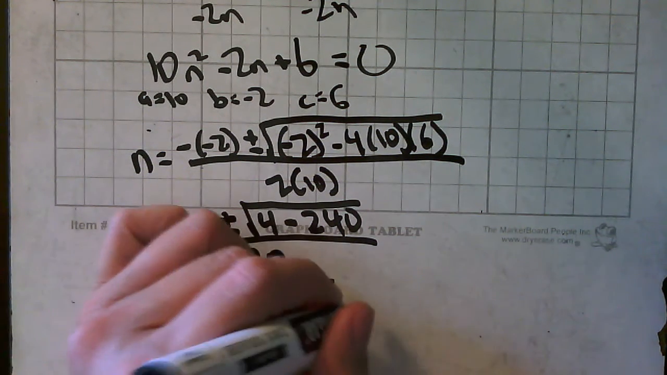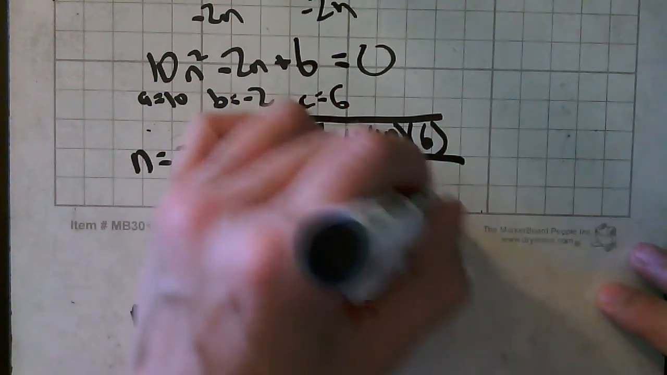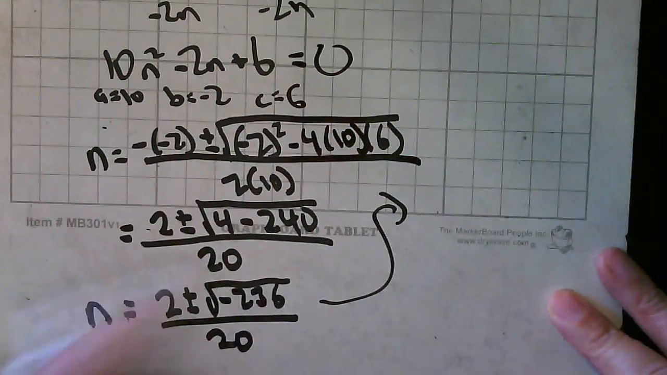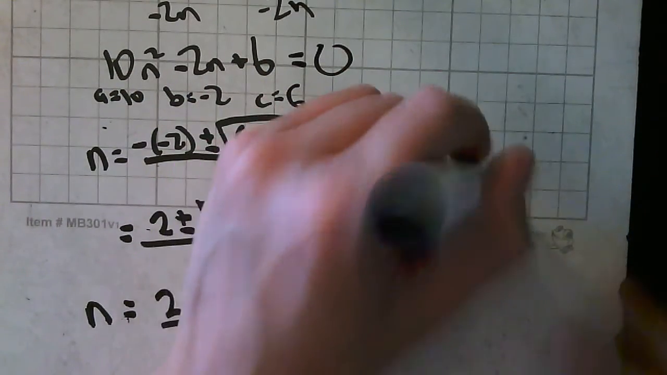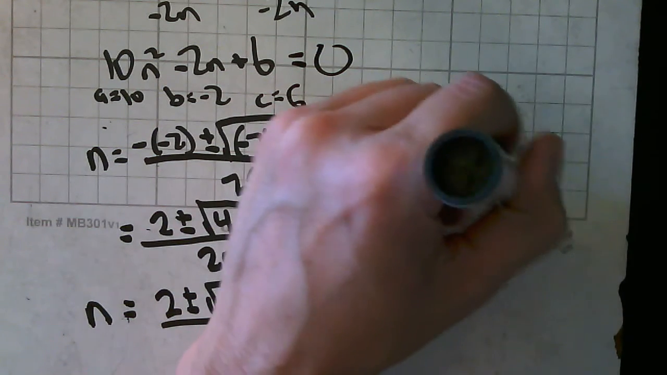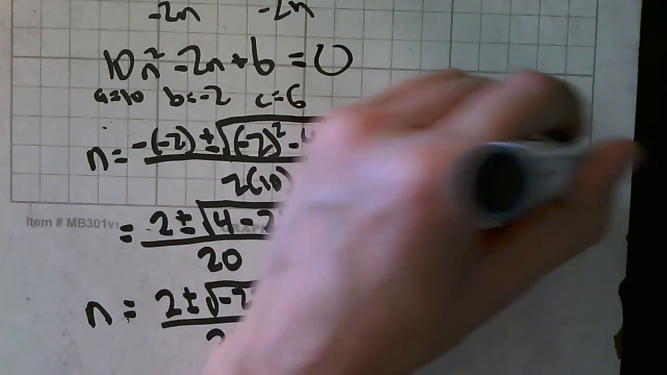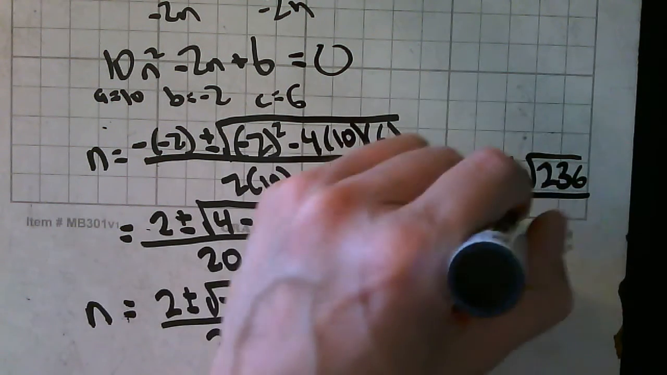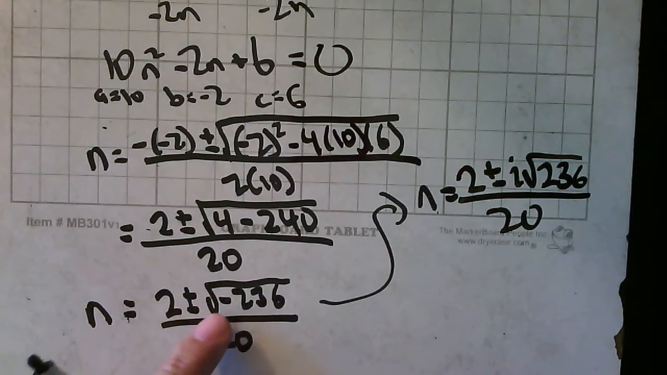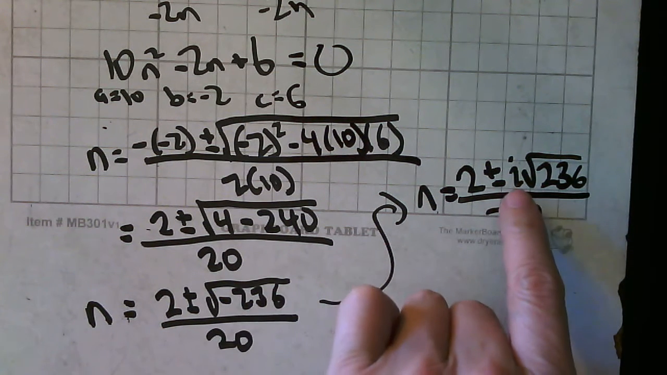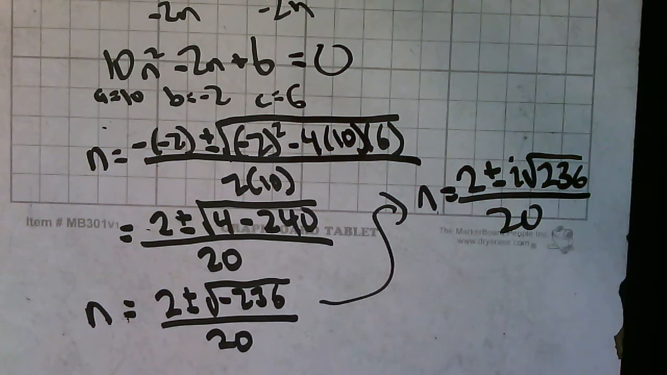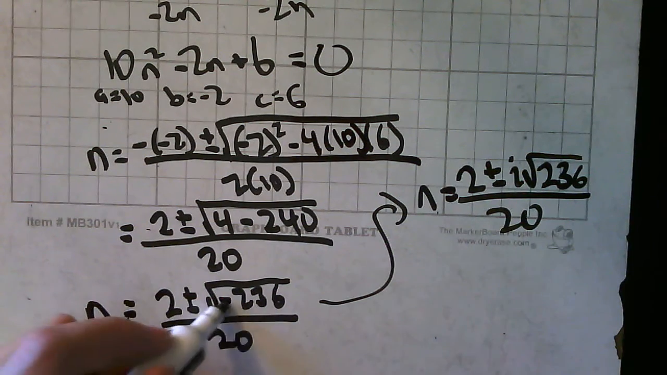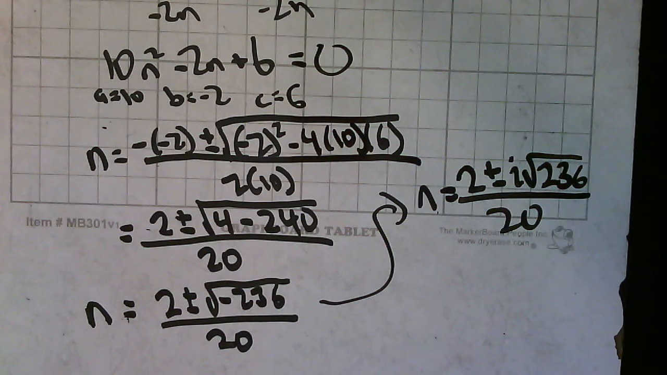So first thing we're going to do, we're going to make it 2 plus or minus i, square root of 236 over 20. So whenever you see a negative inside, that's going to become imaginary. You're going to put that in front. Okay, so that's the first thing. So negative becomes imaginary. We put imaginary in front.